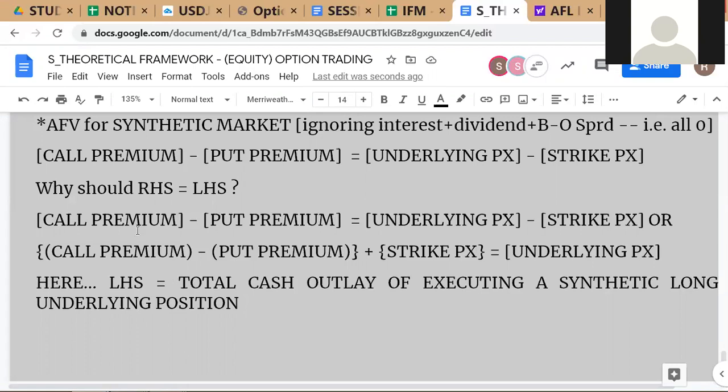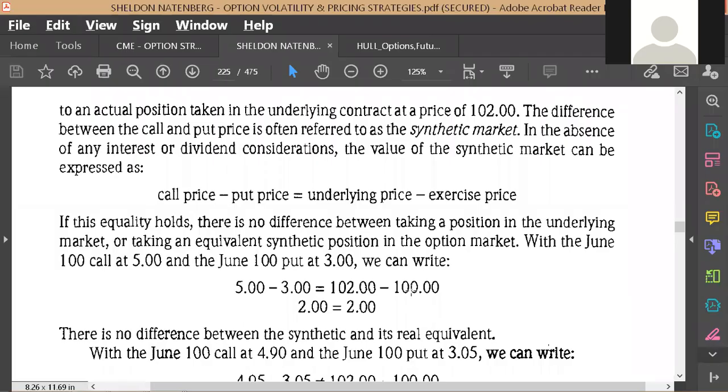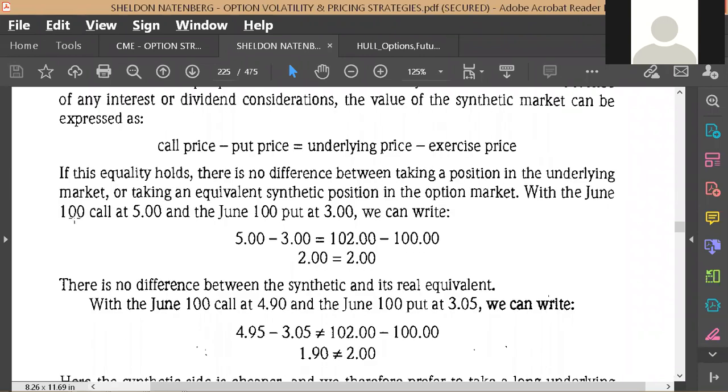Okay. So call premium minus put premium, this term here, is the cost of putting on the synthetic long position by buying a call option and selling a put option. Now, plus the strike price. I said the LHS is equal to the total cash outlay. Now, why do I need to add the strike price cost? Okay, let's take this example, $100. Let's say I buy the 100 call at 5 and I sell the 100 put at 3. So I put up $2 initially, and let's say these are 3-month options.